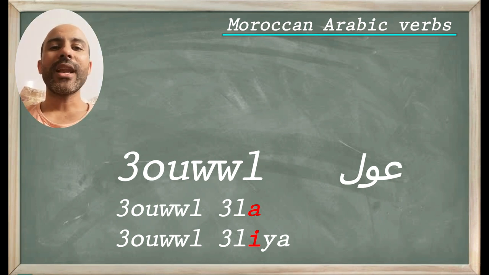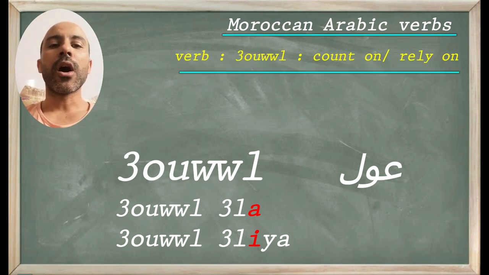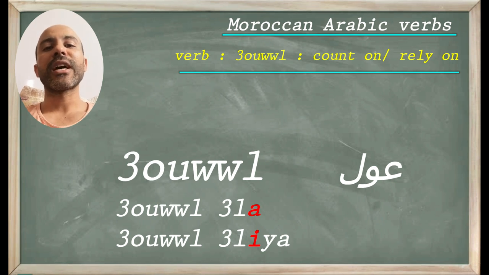So, عول is to rely on someone or to count on. To say, عول عليا is count on me or rely on me. I will do something for you. So just don't worry, I will do it. So let's practice the verb. It's عول.